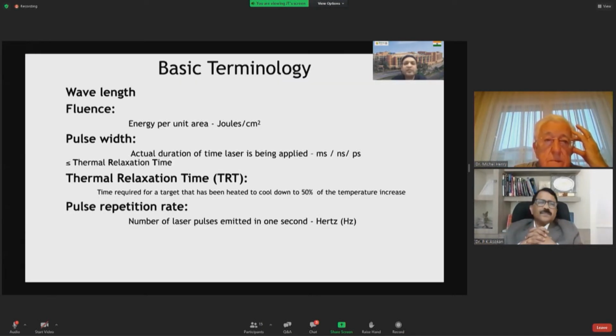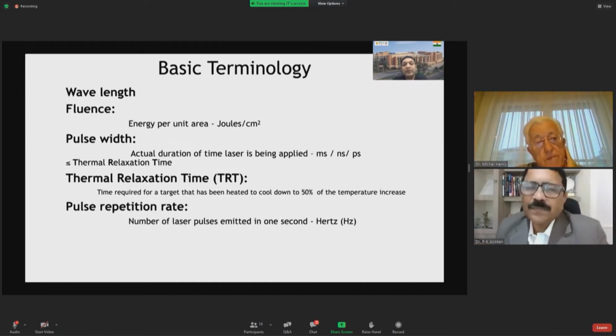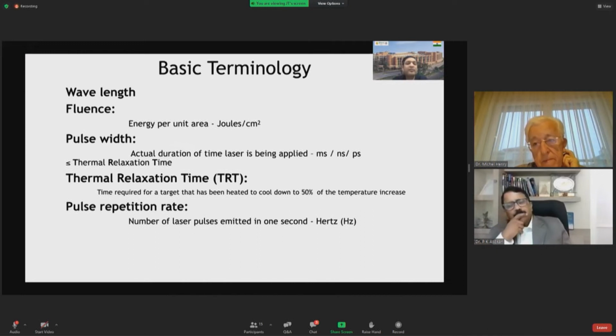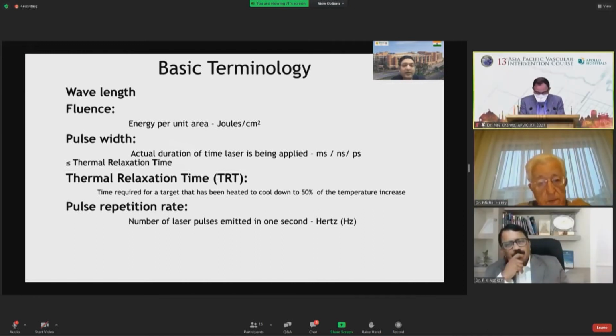Then there is some basic terminology we need to look into. One is pulse width. Pulse width means the actual duration of time the laser is being applied to the tissues. Another important point is pulse repetition rate, the number of times the laser is going to fire in 1 second. It's very useful when we're removing a tattoo, let's say. If I have a low pulse repetition rate, it's going to take me half an hour to finish the procedure. Once we know the patient does not have pain, we can increase the pulse repetition rate, and a higher number of laser pulses are fired in 1 second, so I can do it much faster.